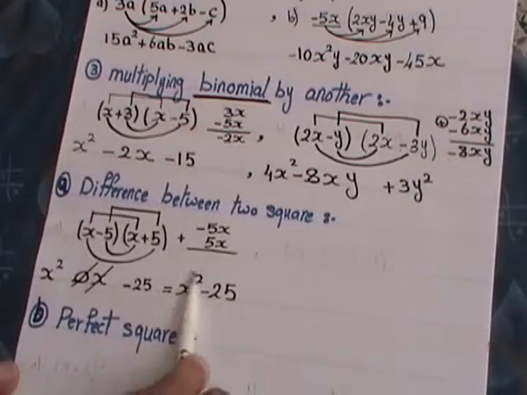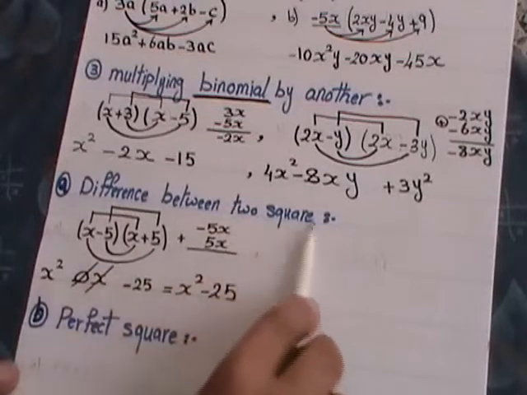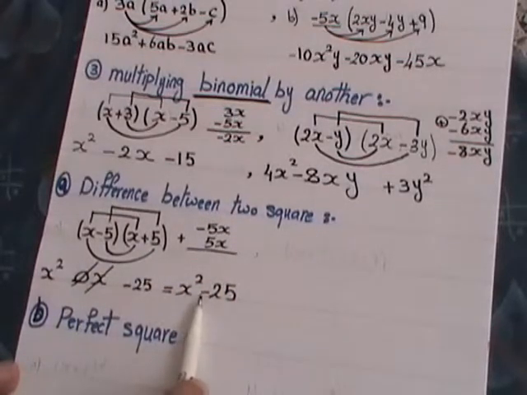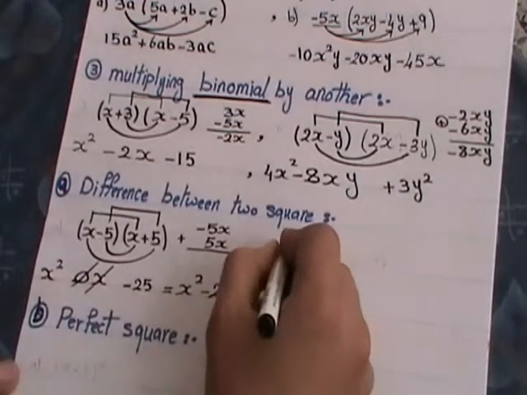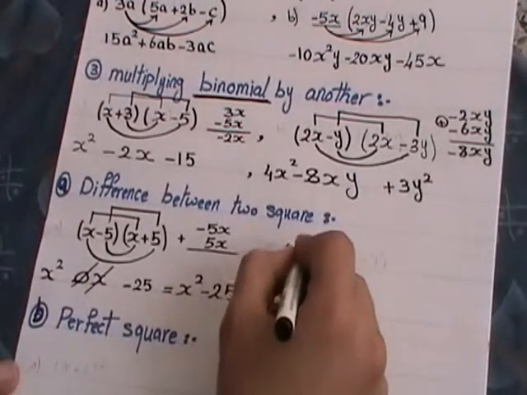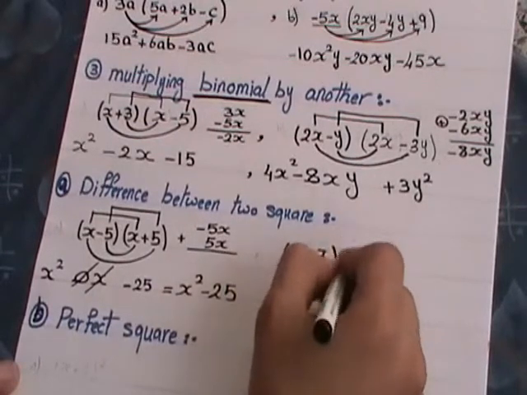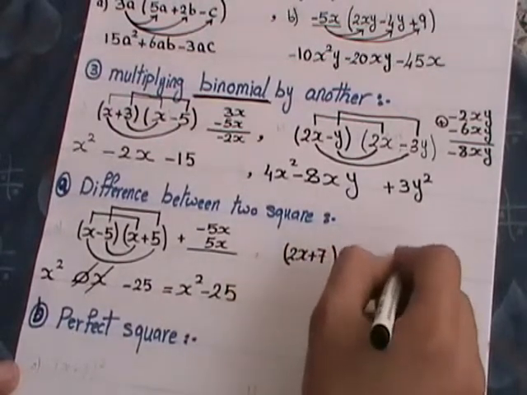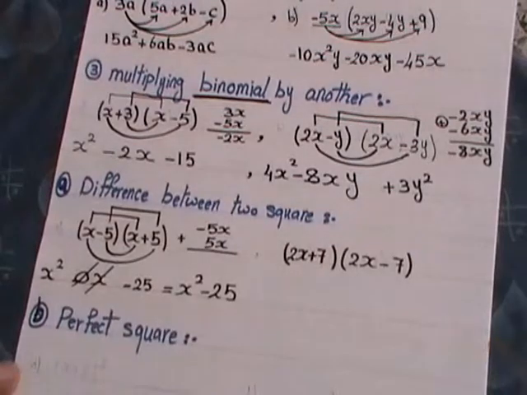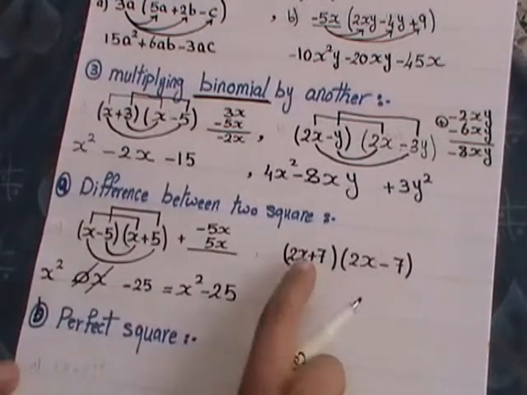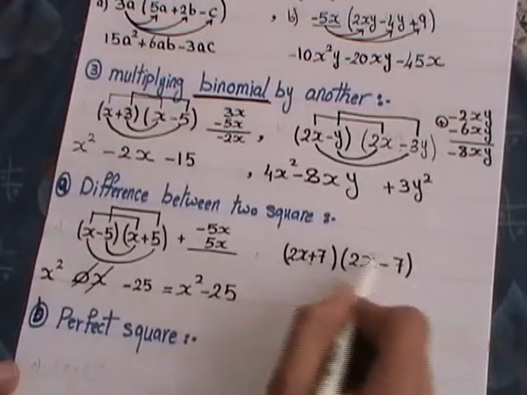The first term is a number squared, which is x squared. And the second term, 25, means 5 to the power 2. So it's called the difference between two squares because the answer is a difference, meaning minus, between two numbers squared. By the same way, we have 2x plus 7 and here 2x minus 7. The two brackets are the same except the middle sign. We have here positive and here negative.